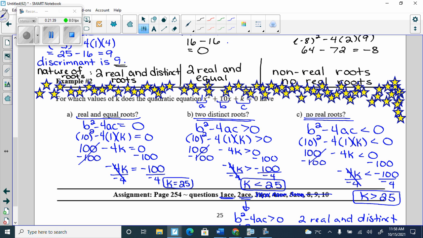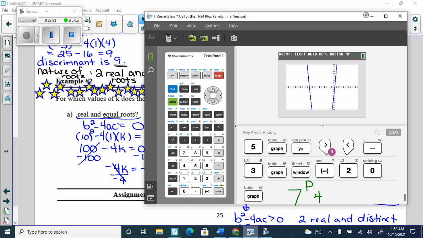We are hoping, because it says no real roots. Okay, no real roots. We are hoping for no x-intercepts. Not an error, because we're not really tapping it in, but we would if it was the quadratic formula. What we are hoping for is a graph that does not touch the x-axis. That's greater than 25. We're going to be rebels and we're going to use 26.